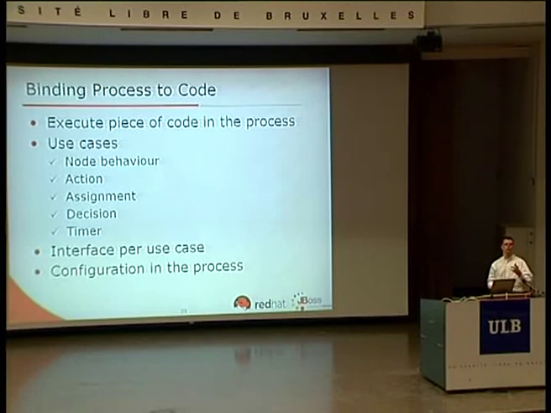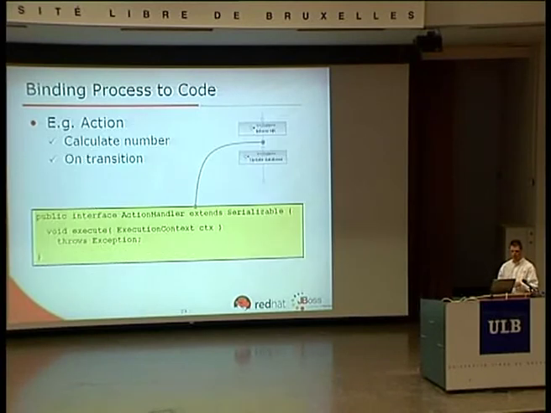Okay, you might want to build reusable pieces of code. For instance, sending an email is a very good example that you might want to do in several locations in the process, but of course in each different location you have different configuration parameters that you want to set. So there is a configuration mechanism for this code.